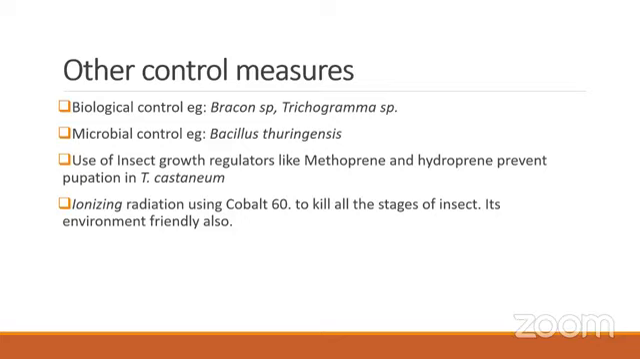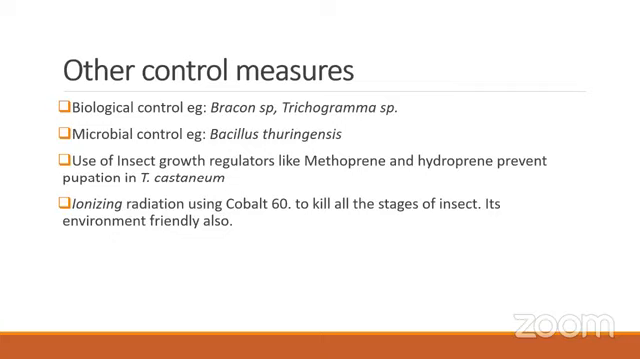Another form of control measure is the use of ionizing radiation. This is a very environmentally friendly option, because the radiation is released in a closed environment, the place where the grains are stored. With the help of electricity, using cobalt-60, ionizing radiations are released, and these radiations bring about the kill in almost all the stages of the insect, in order to manage the insects.